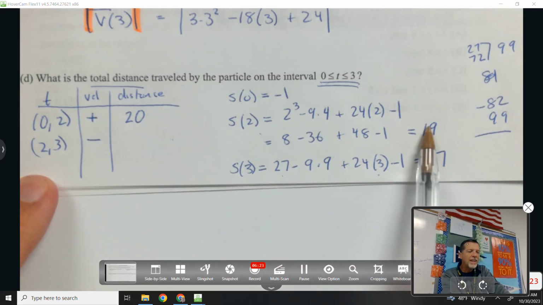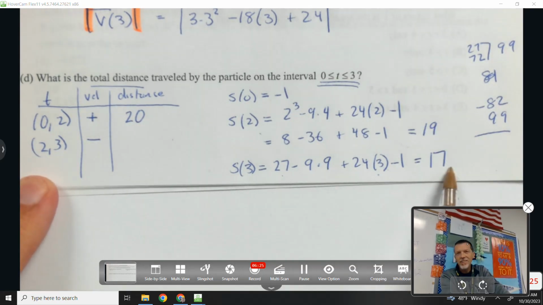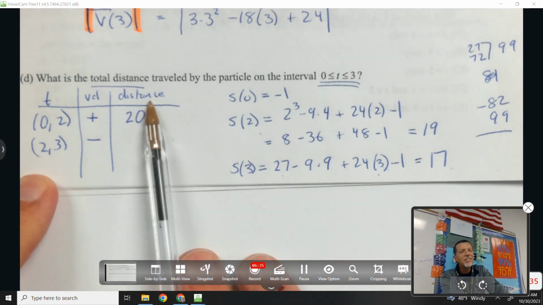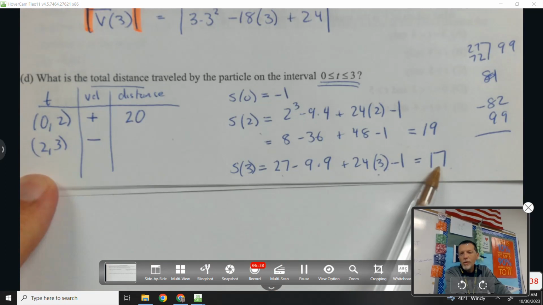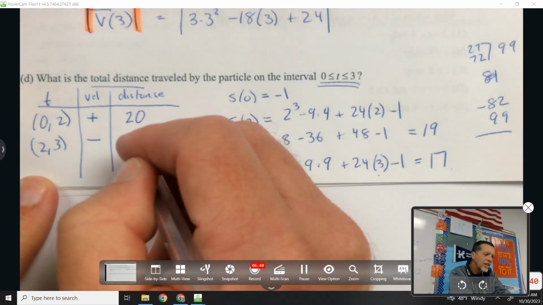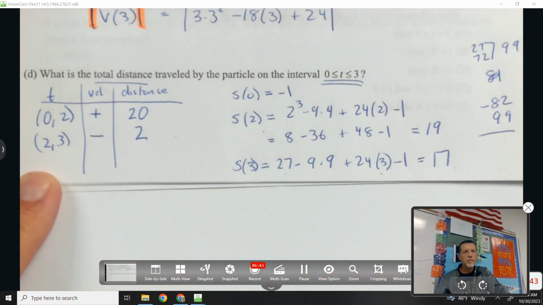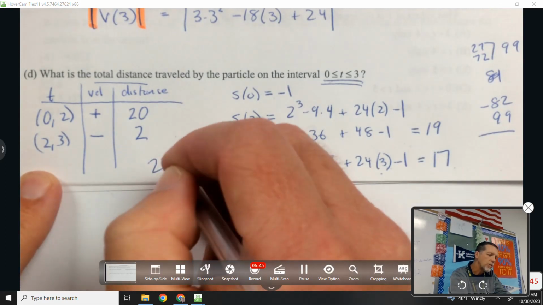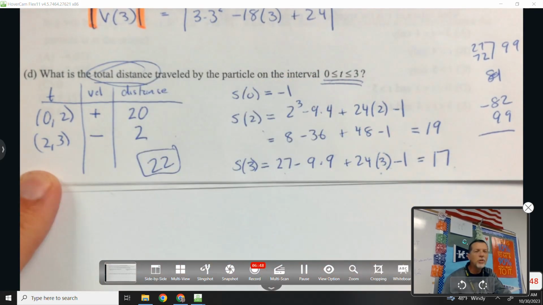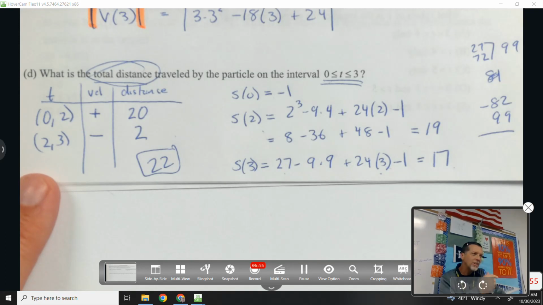So if I go from 19 to 17, what distance did I travel? 2. Positive or negative? Negative. Right. Or is that absolute value? Distance is always positive. So yes, we went backwards, but that doesn't matter for distance. So the distance was 2. So total distance, 22. Again, the total distance question is always a pain because you've got to stop and figure out where did I turn around? So how far did I go to the right? How far did I go to the left? And it's just a pain to mess with.